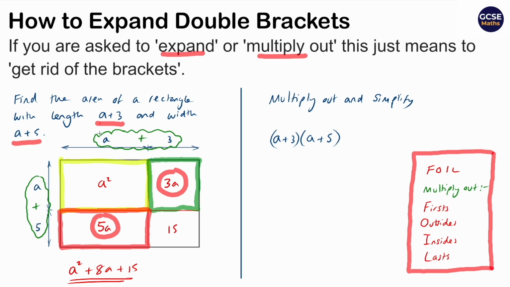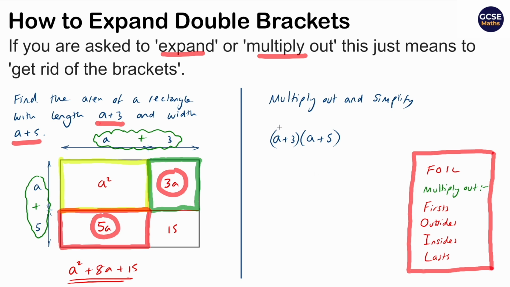I want to look at a fast way of doing this, a way of achieving this without having to think visually or draw this out. We're going to use a method called FOIL. And what that means is we're going to multiply out the first in the brackets, then we're going to multiply out the outsides in the brackets, then we're going to multiply out the insides in the brackets, and finally we'll multiply out the lasts in the brackets.